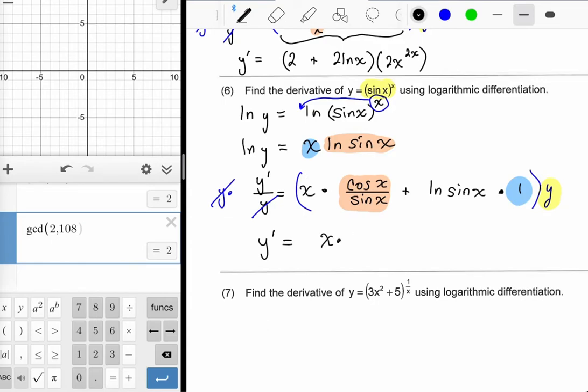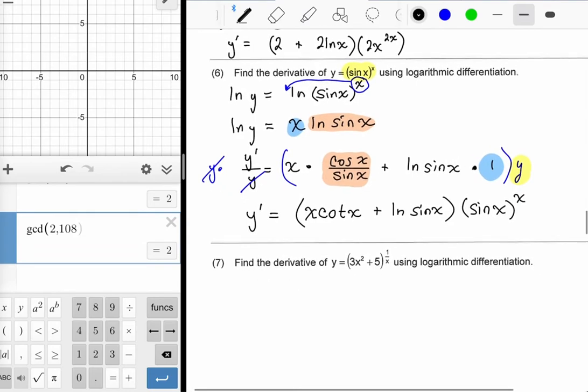Maybe we clean it up a little bit because cosine over sine is cotangent. Less writing, and it's an easy cleanup. Plus the natural log of sine of x, times sine of x raised to the x power. All right.